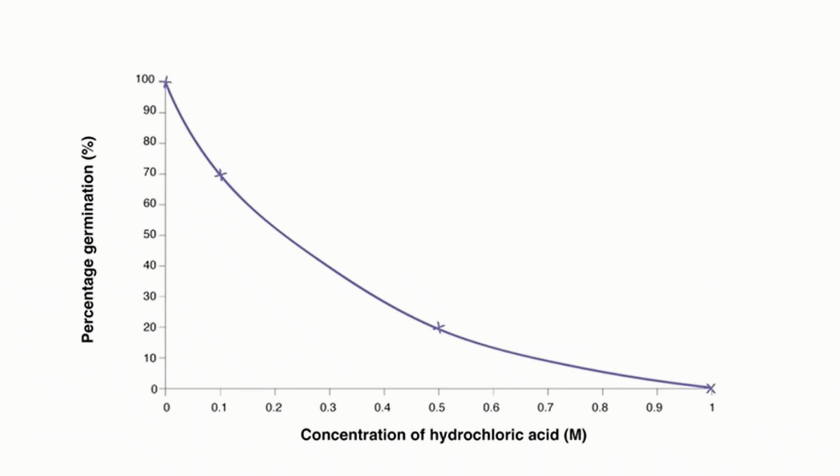And if we graph it, we can see that the higher the concentration of the hydrochloric acid, the lower the chance of germination. So it means that the acid in the rain will affect the germination of seeds.